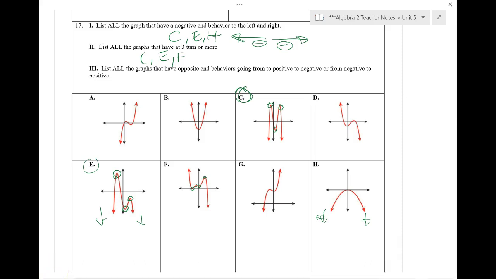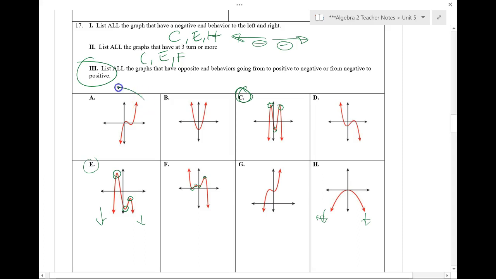Okay, now the next one says we've got to list all the graphs that have opposite end behaviors, going from positive to negative and from negative to positive. If you think about it, those are the ones that have an arrow pointing down on one side and an arrow pointing up on the other side. So basically they're opposite each other.